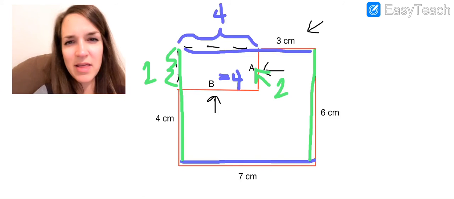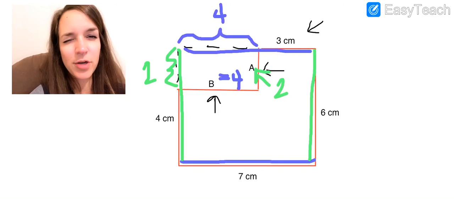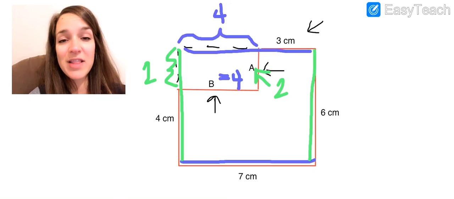Do y'all see how that works? Those parallel sides? I'm sure you do. So now we know that A is 2, B is 4. So now remember our goal was to find the perimeter of the figure.